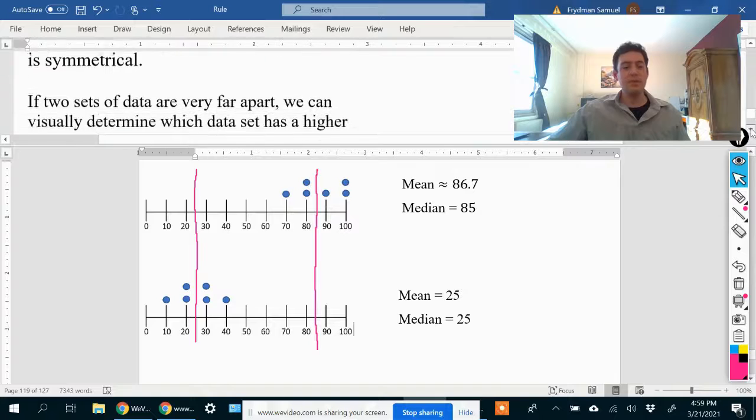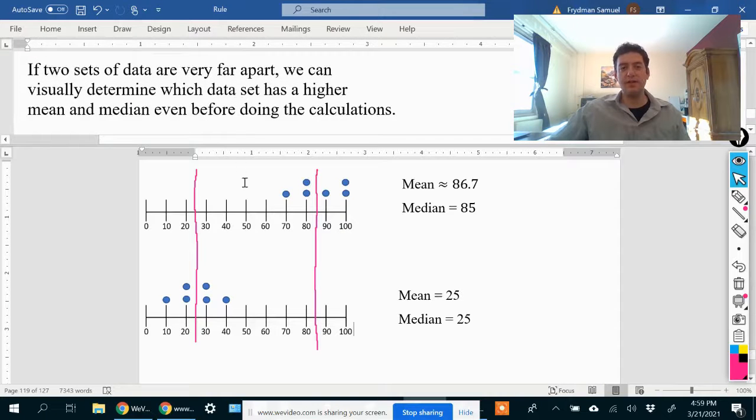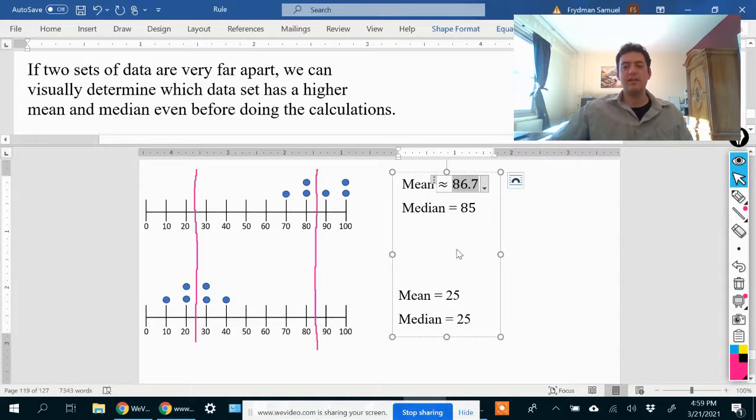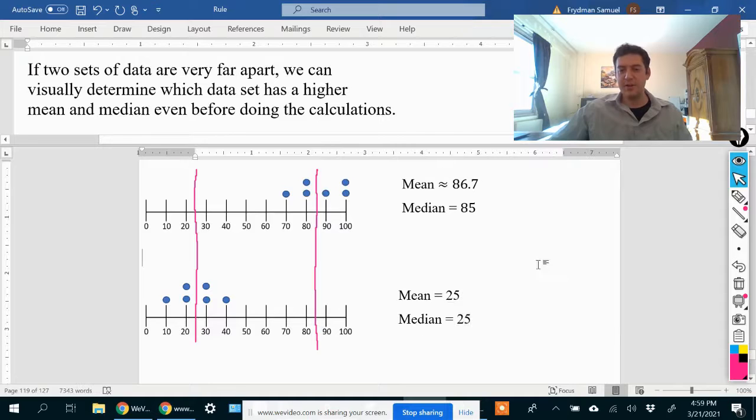All right, but moving back to this point over here, just by looking at it, we were able to predict that for this data set, the mean and the median would be higher than for this data set. And in fact, that did come true. 86.7 is higher than 25. So the mean for this data set is higher than the mean for this data set. And 85 is higher than 25. So the median for this data set is also higher than the median for this data set. Okay?